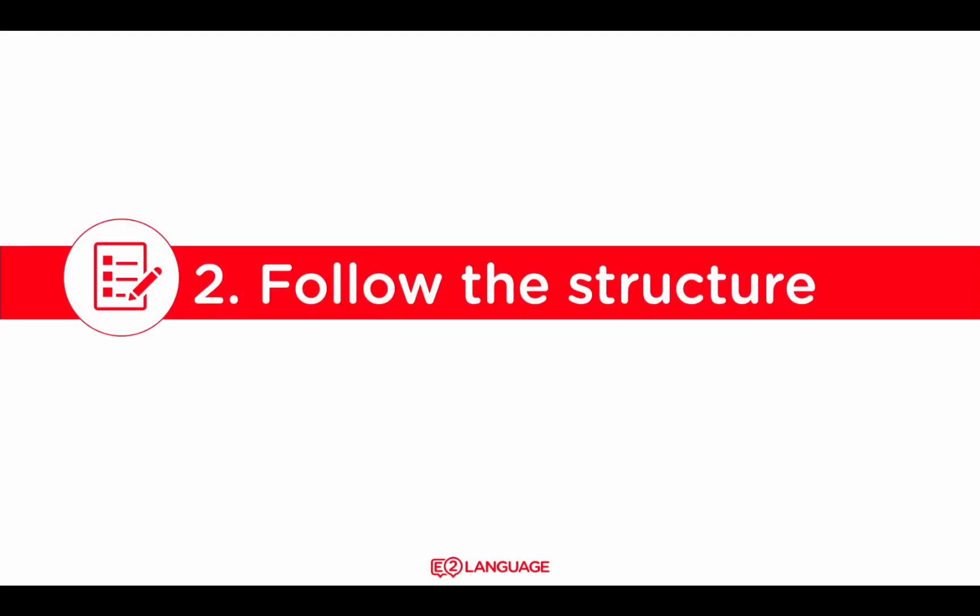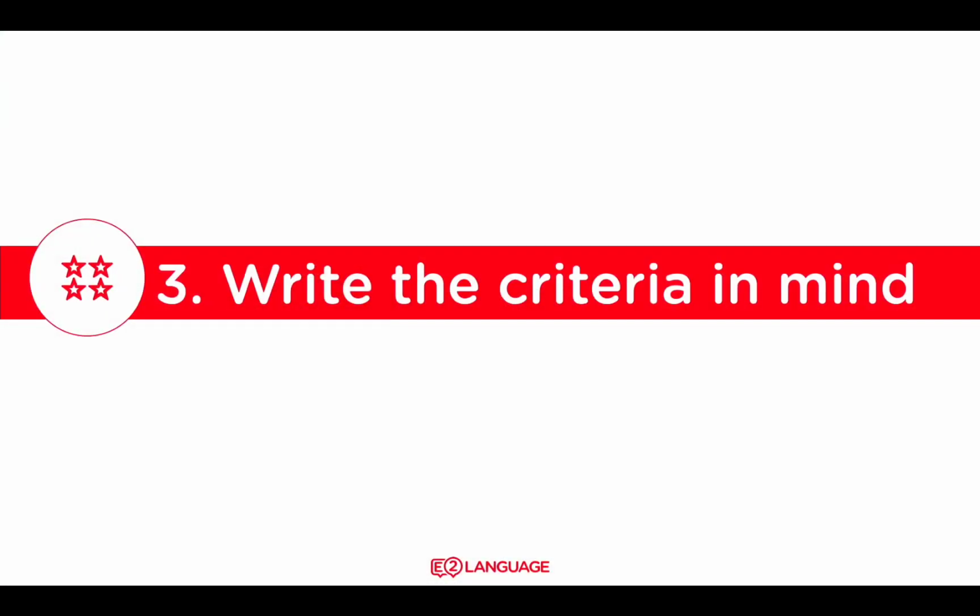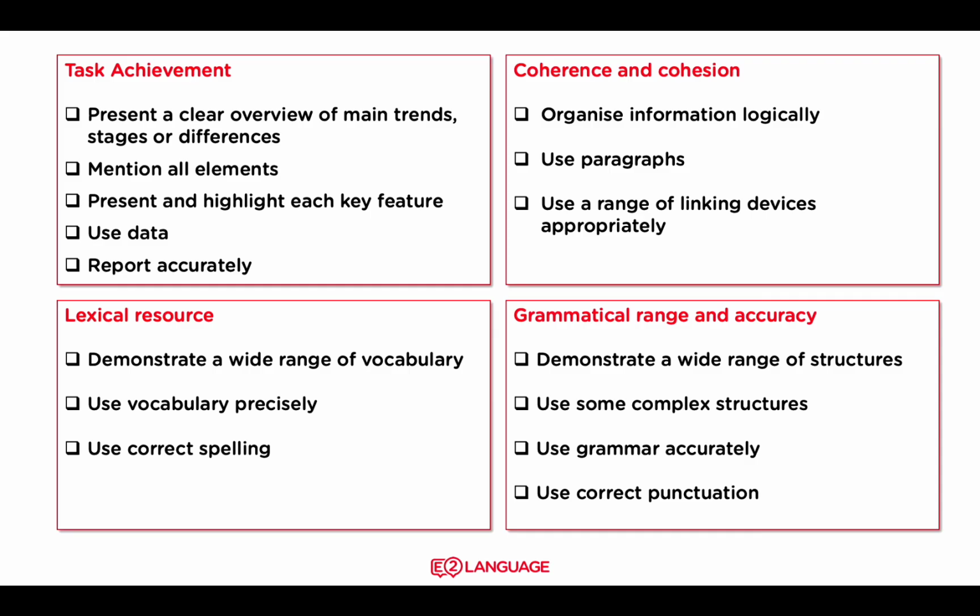So when writing, we need to follow the structure, always the same thing: intro, overview, key features, key features. In this particular graph, I'm going to basically divide my key features into first pie and second pie with a little bit of connection between them. And when writing, keep that criteria in mind. Think about task achievement, coherence and cohesion, lexical resource, grammatical range and accuracy. You're always scored in the same way, regardless of what the task is.